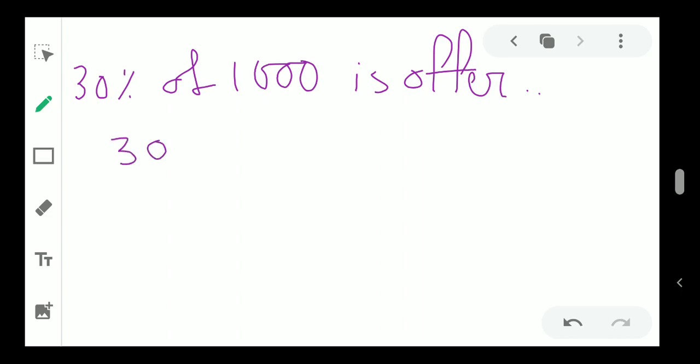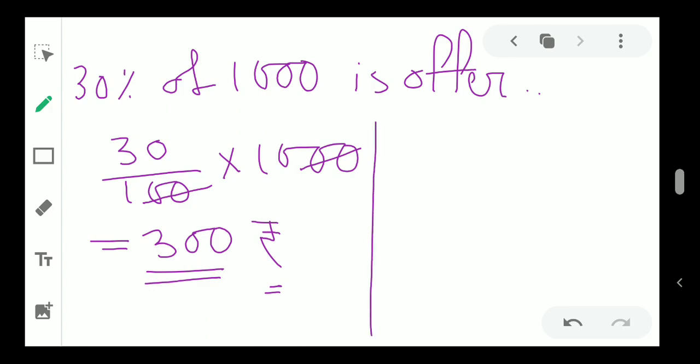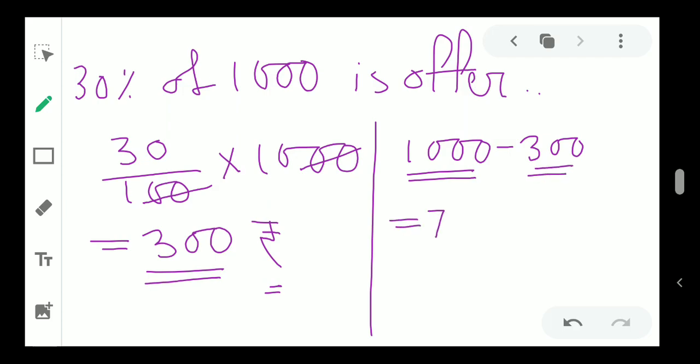So 30 by 100 into 1000. The zeros cancel, and I get 300. That means 300 rupees. This is the symbol for rupees. So I don't have to pay 300 rupees. How much do I have to pay? I have to pay 1000 minus 300 rupees, because the price was 1000 and 300 you don't have to pay. This is the discounted price. So now the toy price is 700 rupees.